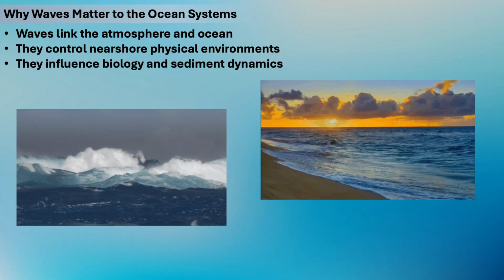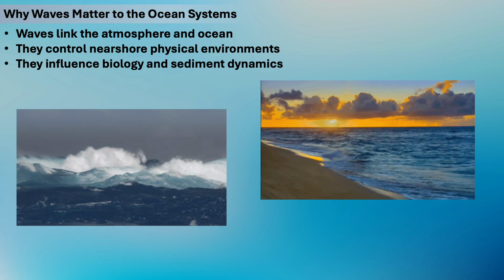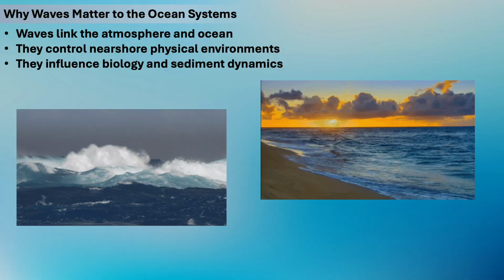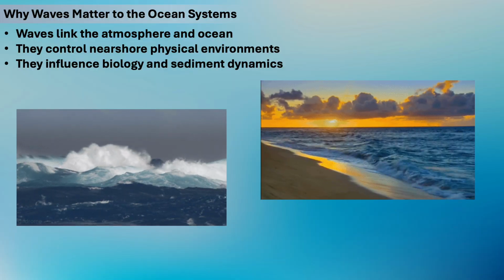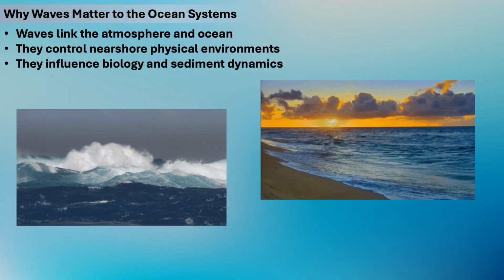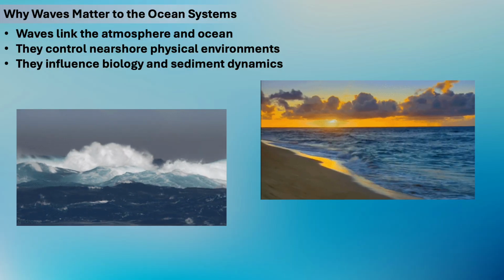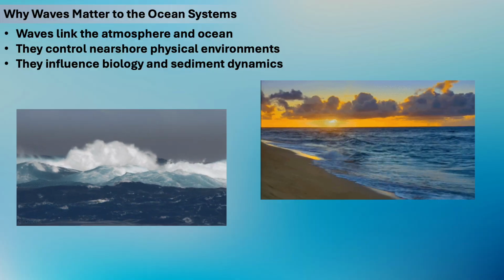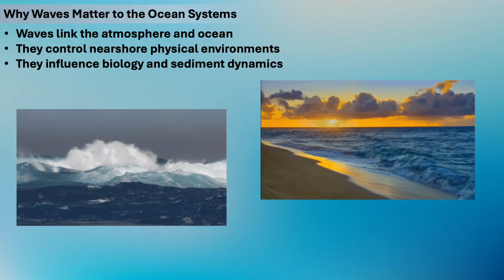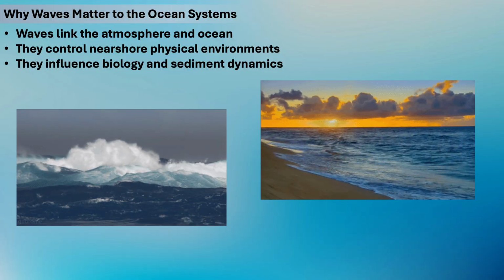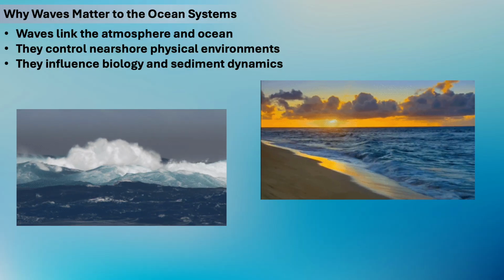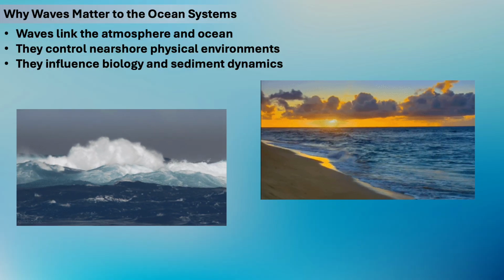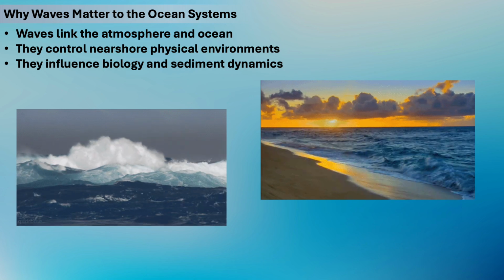From a systems perspective, waves act as a translator between atmospheric processes and coastal and benthic systems. Winds do not directly erode shorelines or resuspend sediments. Waves do. That means that changes in atmospheric forcing, such as shifts in storm frequency or wind direction or wind intensity, are felt more immediately in the ocean through changes in wave climate. The physical signal of climate variability often arrives at coastlines in the form of altered wave energy.